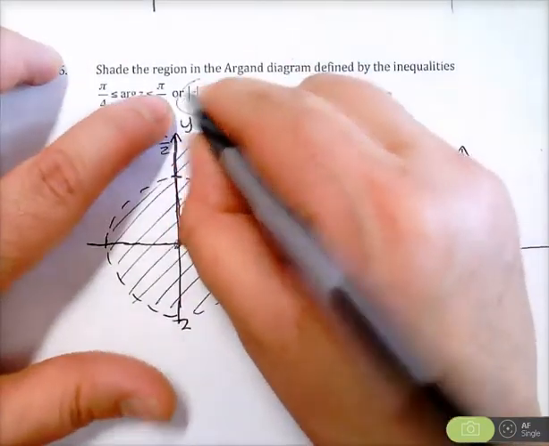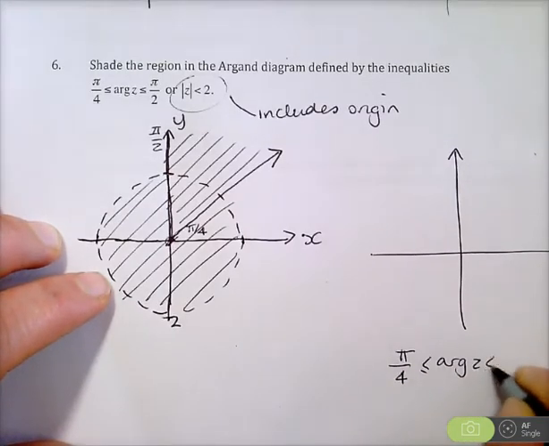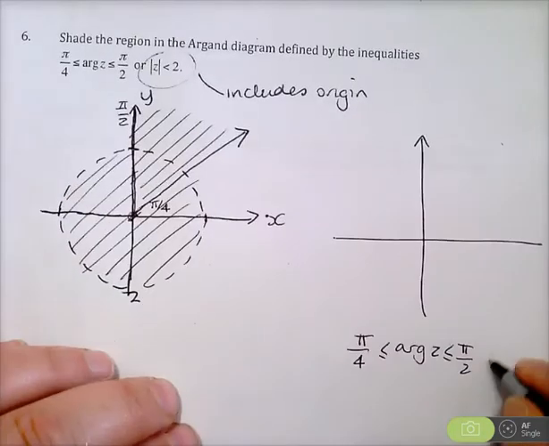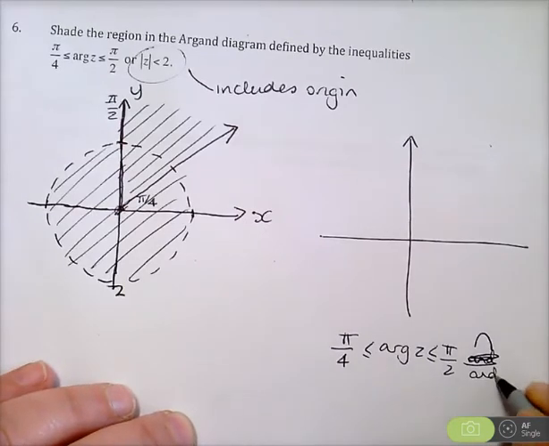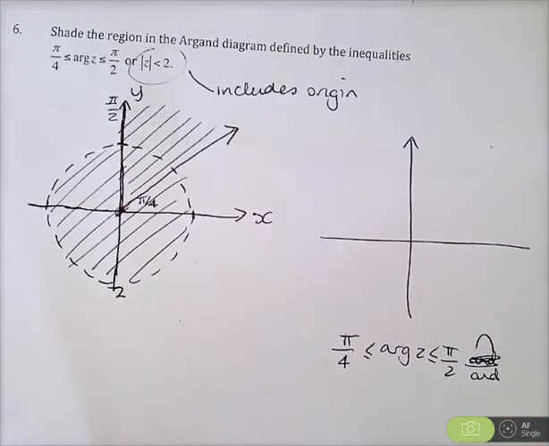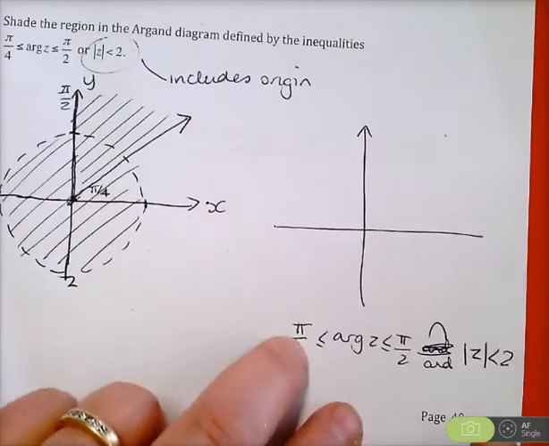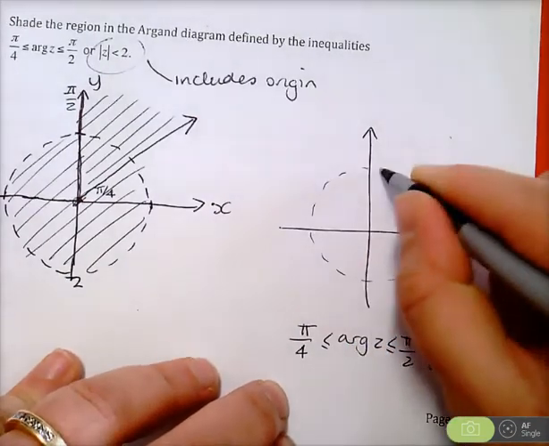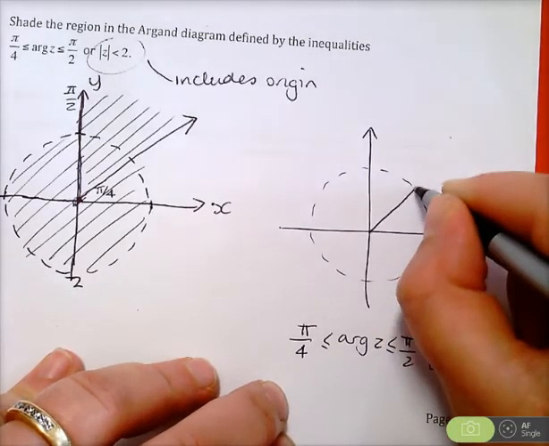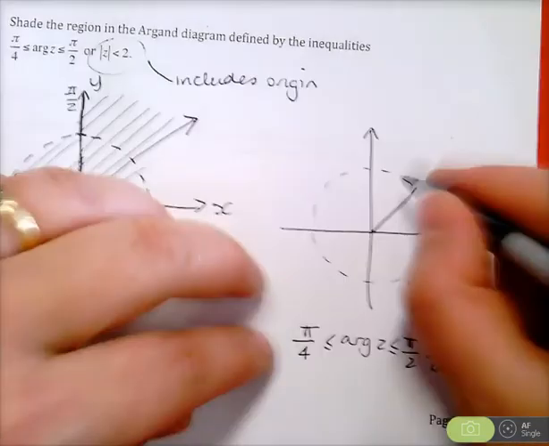Let's say I want pi on 4 less than or equal to arg z less than or equal to pi on 2 and so I want the intersection of, so like this, intersection of, or and, or this. Or I can say shade the region satisfied by both these inequalities. And modulus of z less than 2. If I asked you that and shade the region satisfied by them both, I would do my dotted circle, but where would I shade? And what would I leave open?